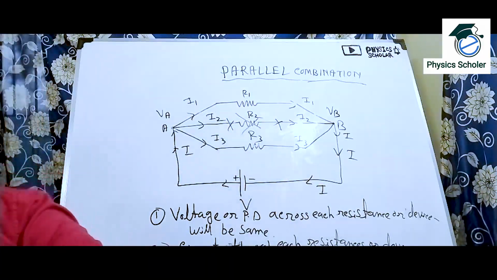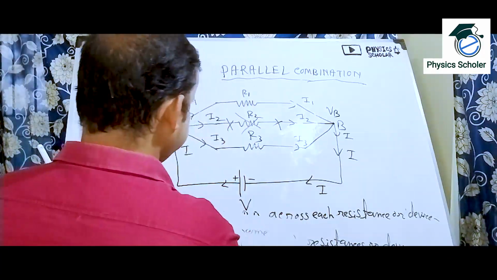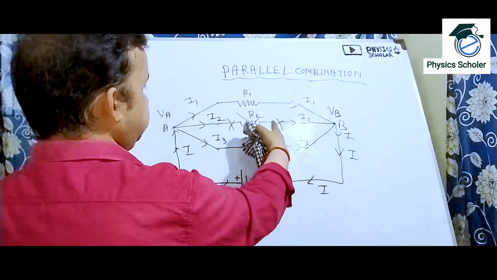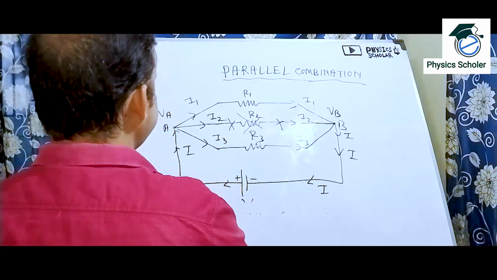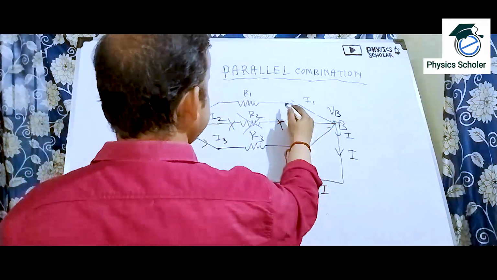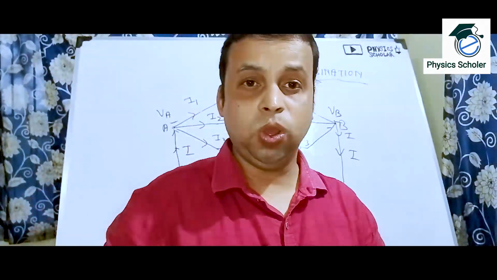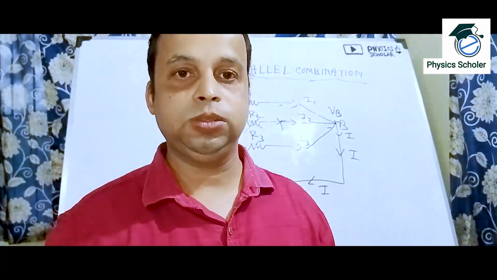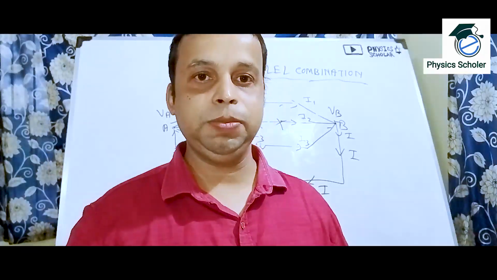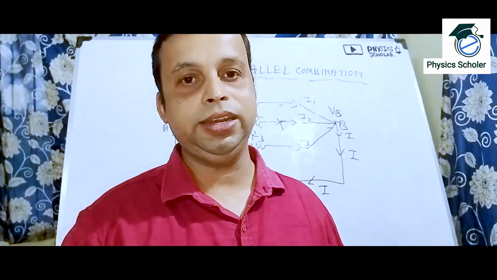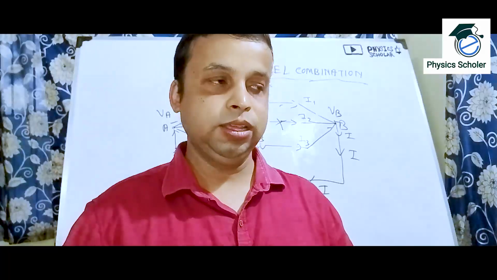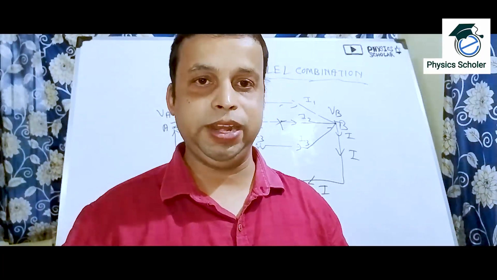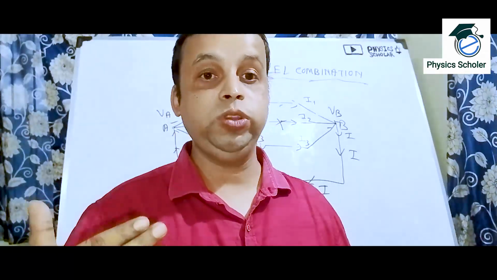Another advantage. Another advantage is what? The potential difference. Current may be different in each branch, but the potential difference across each resistance or branch will be the same. That's why all the instruments which are connected in parallel will get the same potential difference. Suppose the potential difference is 240 volts. Clear? So what will happen? All the instruments connected in parallel will get the same potential difference of 240 volts. So they will work with full efficiency.